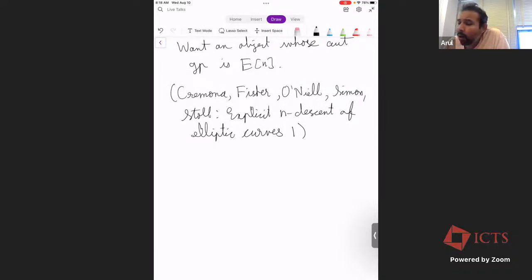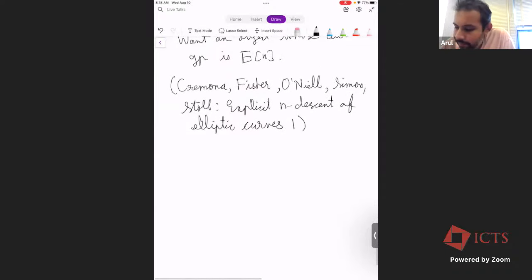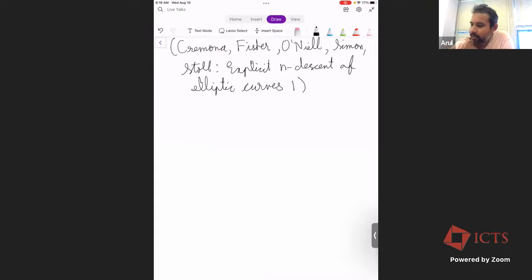In which they give a whole lot of examples of objects whose automorphism group is E[N], and they also describe how you can go in between, how you can use one, how you can use the other, how they all correspond to each other, and so on and so forth. It's beautifully written, very clear. Highly recommend it, and I'm taking examples from them. I'm not going to do all of what they did. I'm going to take three examples.